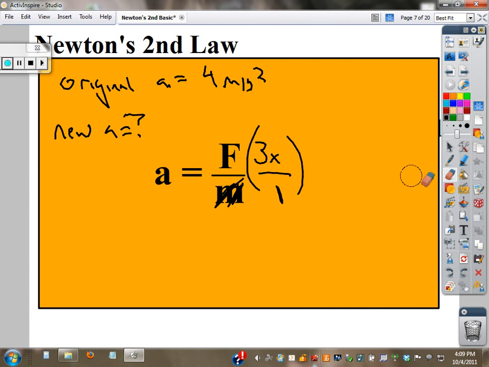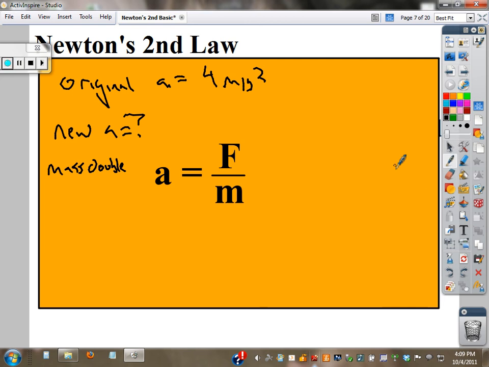What if mass doubles? Pause the video, think about it. Well, if mass doubles, if mass gets bigger, that means it's harder to accelerate, so force is constant, and mass doubles, so now it's 1/2 of the original, so this is 2 now.